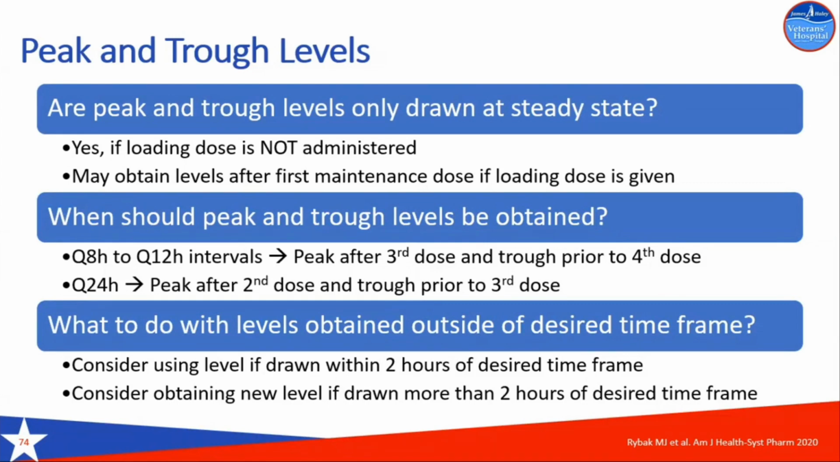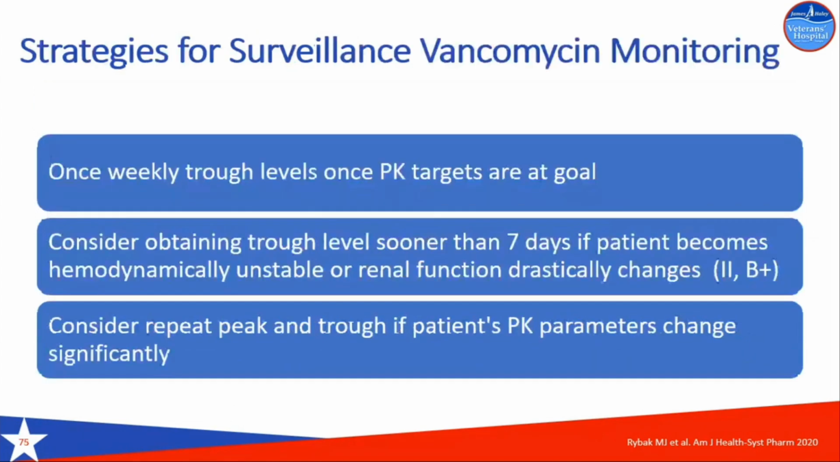And then, like aminoglycosides, we want to make sure that the levels were obtained in a timely fashion. If they've been drawn more than 2 hours outside of the desired time frame, it's really not going to be super reliable. So it's better to just redraw those levels than to try and calculate what they would be if they were drawn correctly.